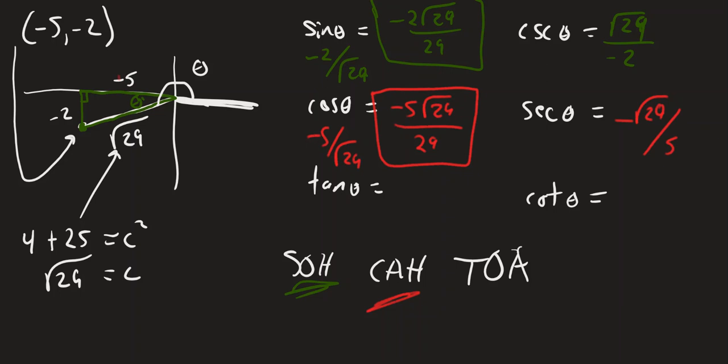And then that leaves us with tangent. Tangent's opposite over adjacent. So just because you don't need to rationalize here, you do need to simplify. -2 over -5, you do need to call that 2/5. Flip that over, 5/2, that would be the cotangent.